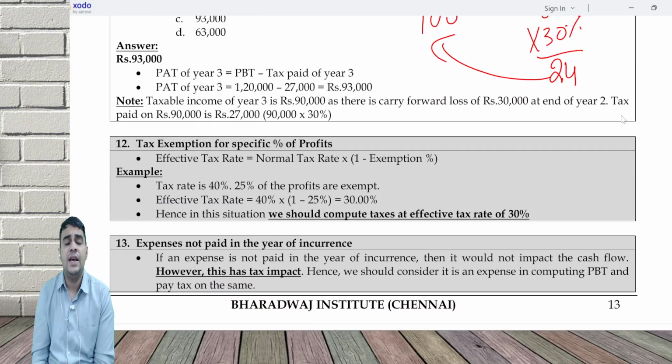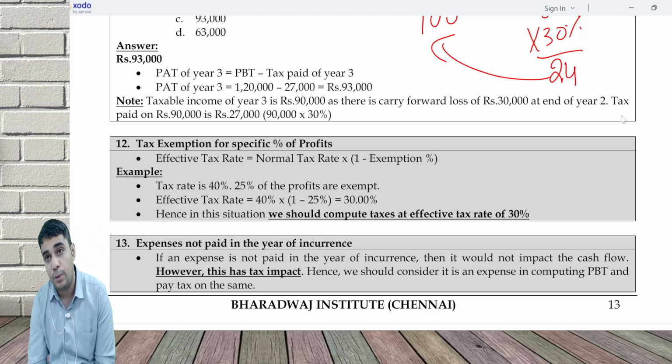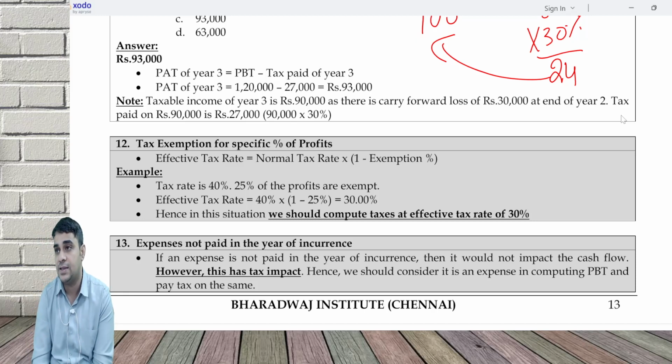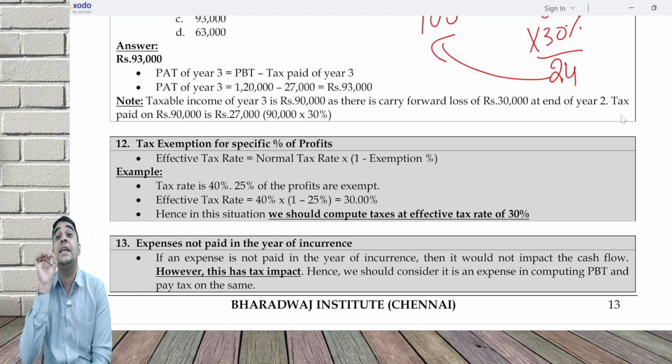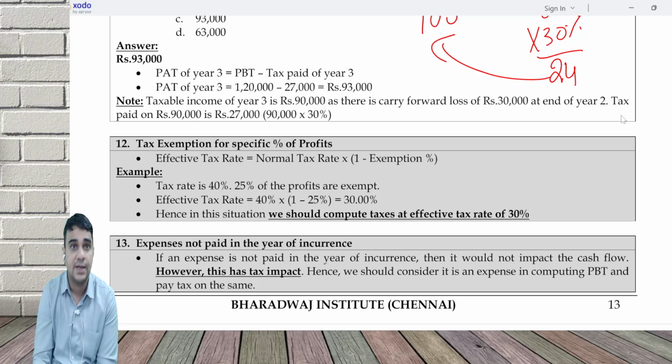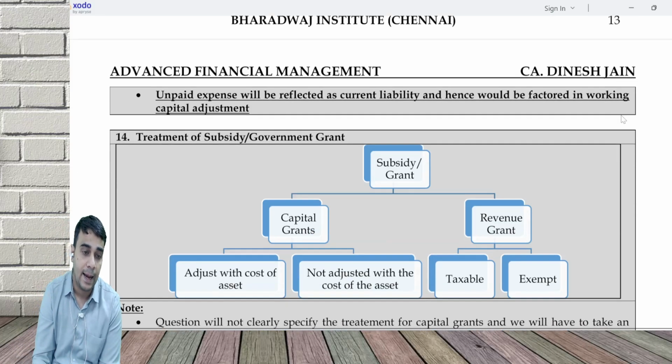Tax exemption. If there's a tax exemption for a specific percentage of profit, my effective tax rate goes down. Effective tax rate is equal to normal tax rate into 1 minus the exemption percentage. Expenses not paid in the year of incurrence. If you don't pay some of the expenses in the year of the incurrence, it will become a current liability and will be reflected as decrease in working capital.